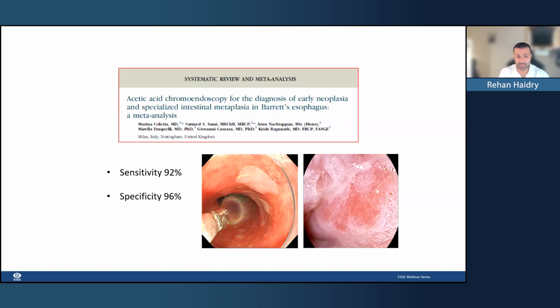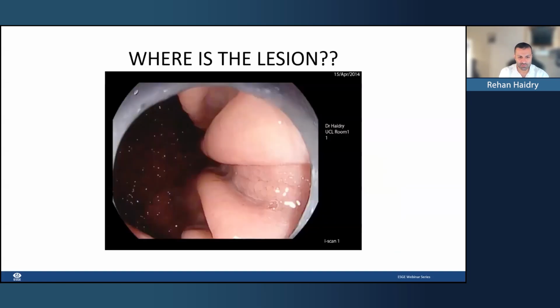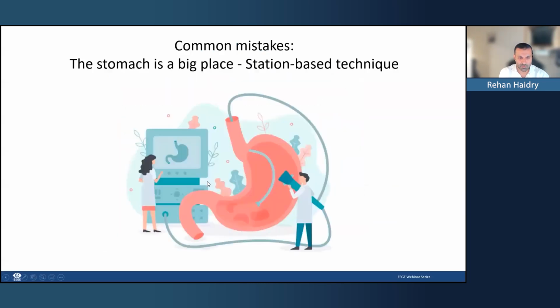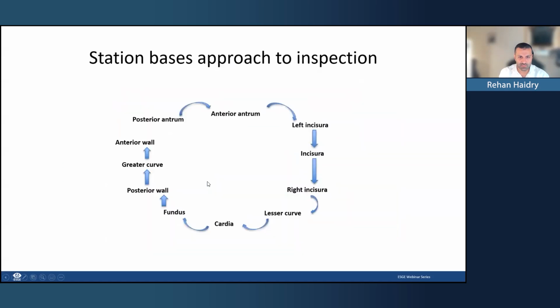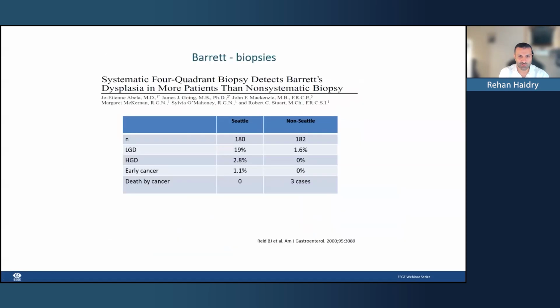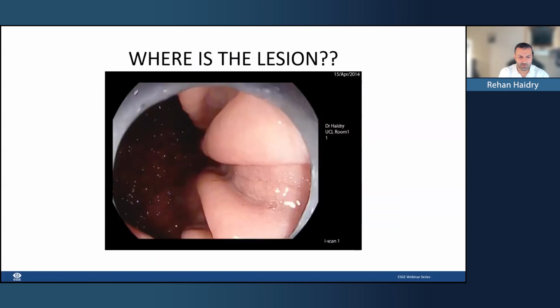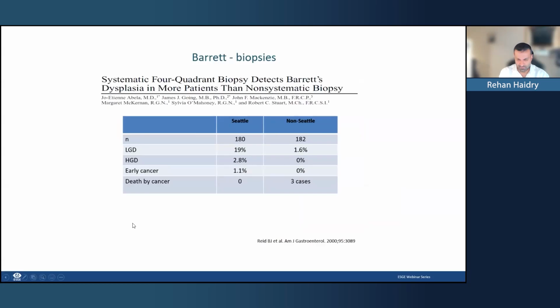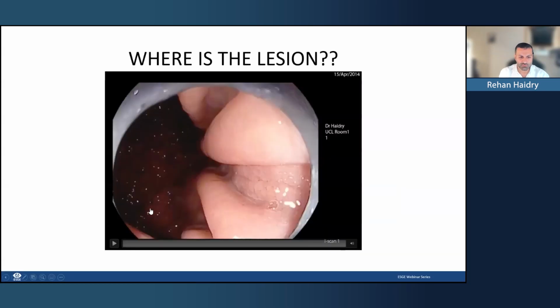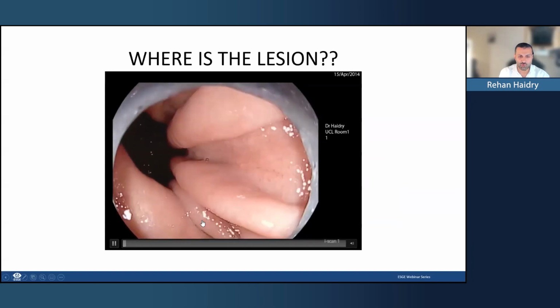We know that acetic acid chromoscopy meets PIVI standards. It allows us to pick up dysplasia that otherwise we would miss. Ladies and gentlemen, this is a patient that was, apologies, my slides have just overrun very slightly. So this is a video of a patient that was referred with low-grade dysplasia.